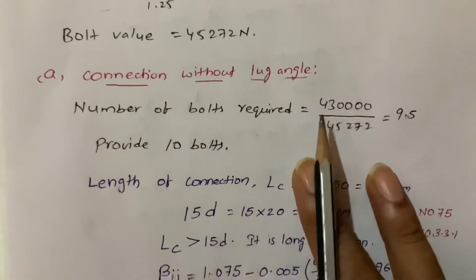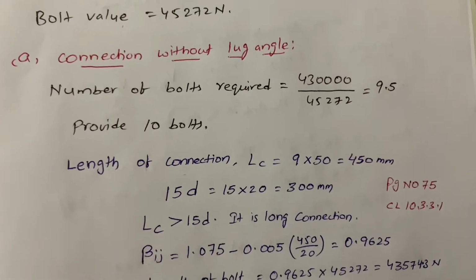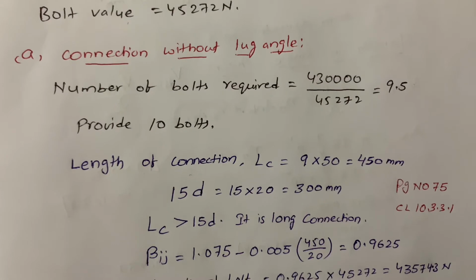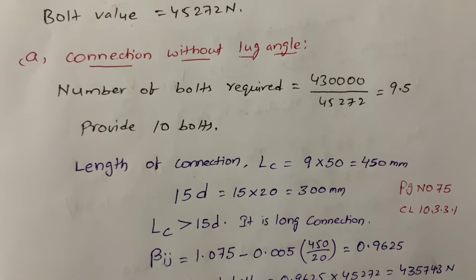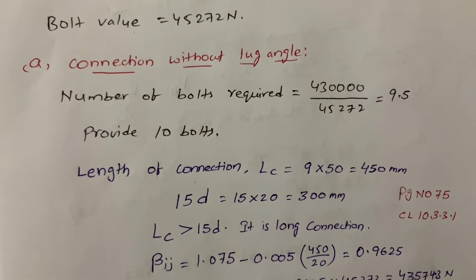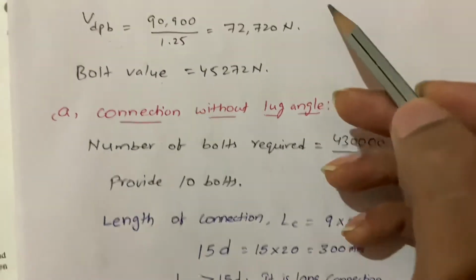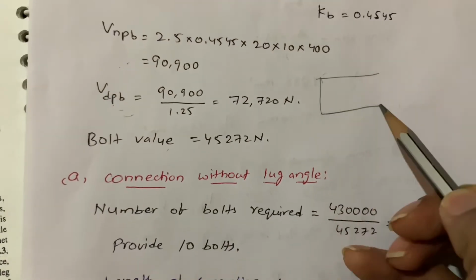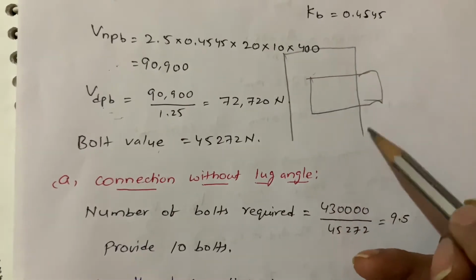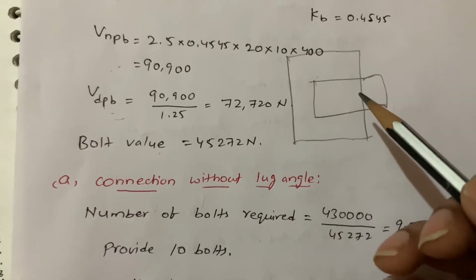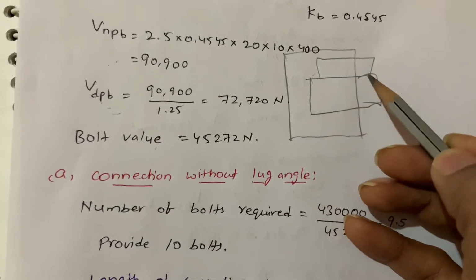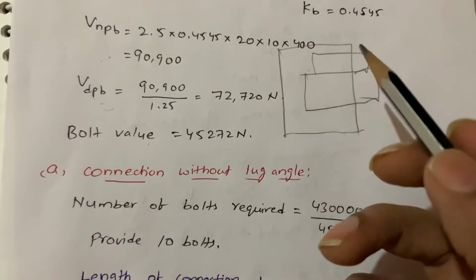So the first condition is the connection without lug angle. Lug angles are used because the length of the end connections of heavily loaded tension members may be reduced by using lug angles. That means if the length of the end connection is large, suppose one steel member is here and another steel member is there, and these two are connected like this. If the length of these end connections is heavily loaded, then we use one more plate, that is called a lug angle, to reduce the load.